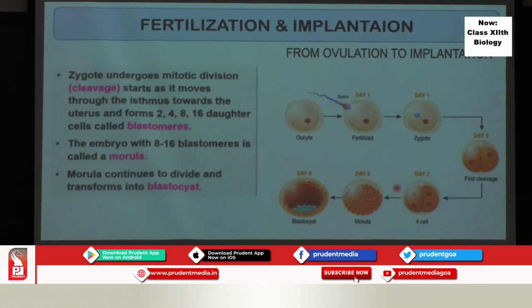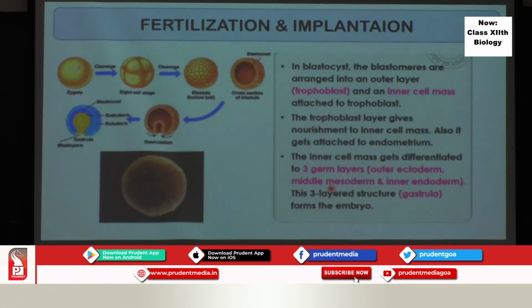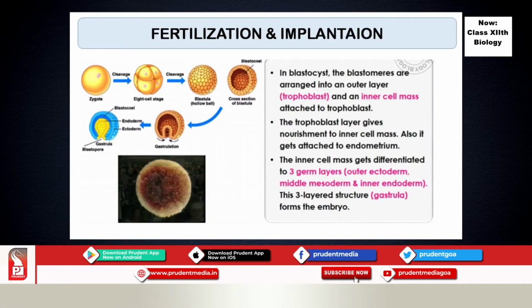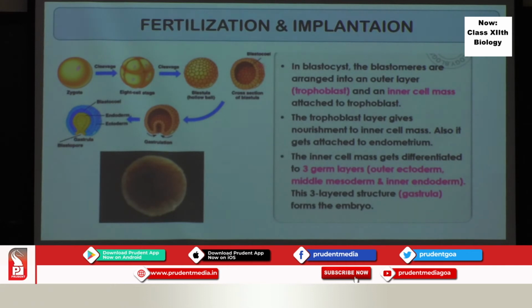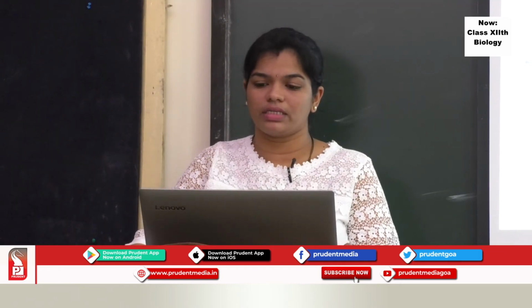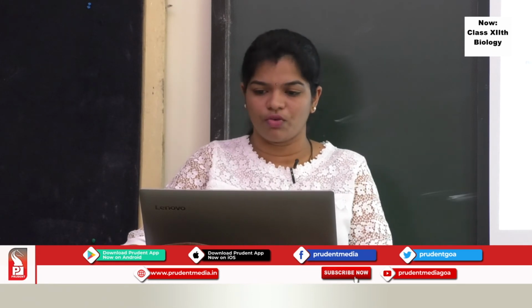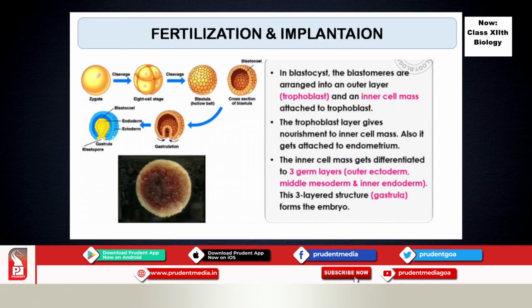The morula will continue to divide and transform into something called a blastocyst. In the blastocyst, the blastomeres are arranged into an outer layer, which is termed the trophoblast. The inner cell mass is attached to the trophoblast, and it's the trophoblast layer which will give nourishment to the inner cell mass. The whole mass will now get attached to the endometrium.